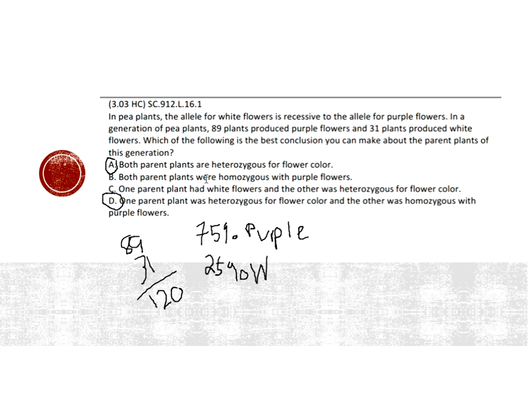So if we do the Punnett squares for these, then we can know what type of ratio we need to look for to see what would match. So let's just look at D. D says one parent is heterozygous for flower color. So that means they would be, what letter do I want to use? I'll use a P. I'll try to make my P's different so you can tell the difference. So they were heterozygous. And then the other one was homozygous for the purple, which would be capital P.